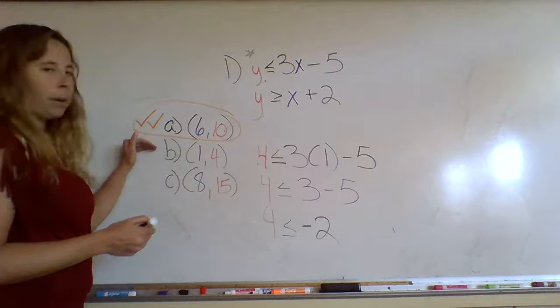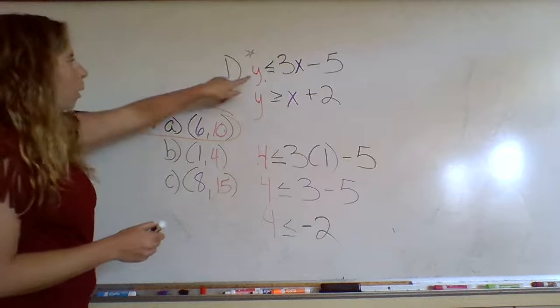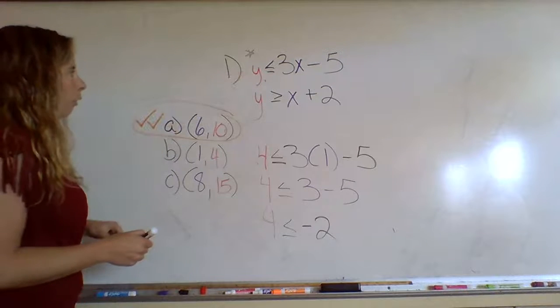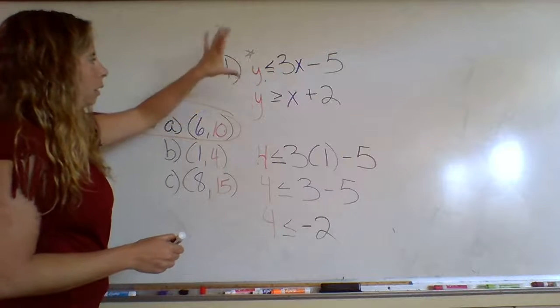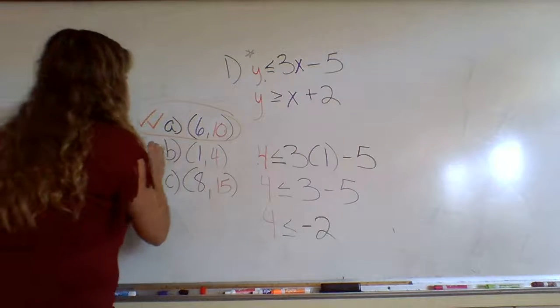So we already know this point does not work. It does not work in this first equation. Therefore, it is not a solution to this system of inequalities. It does not work. So B is not an answer.